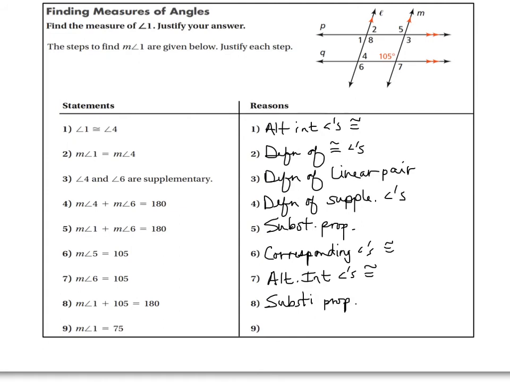Okay? And then the final reason, angle 1 is equal to 75 degrees, is the subtraction property, because we subtract 105 from each side to get our measure of angle 1 equals 75 degrees. Okay? So that's kind of a hybrid between a proof and just giving some reasons.